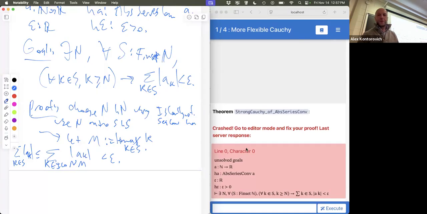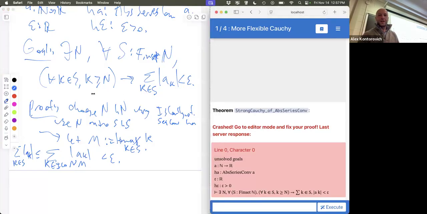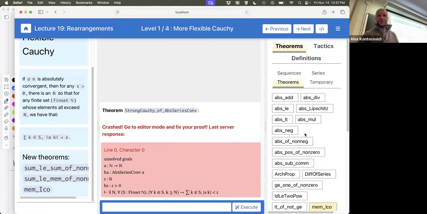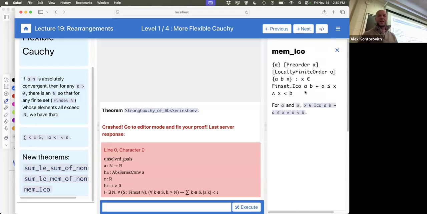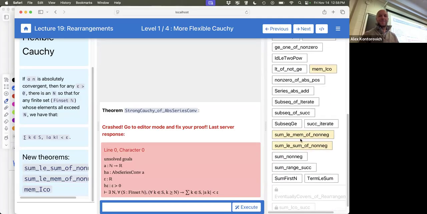Okay, we're gonna need a few theorems for this. Here are some new theorems. Mem ICO: when are you in ICO? It's an if and only if. It says that you're in ICO if and only if you're less than or equal to the lower part and strictly less than the upper part. Very simple. You might imagine where we would need that.